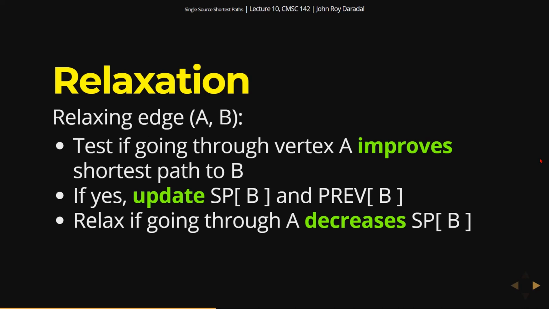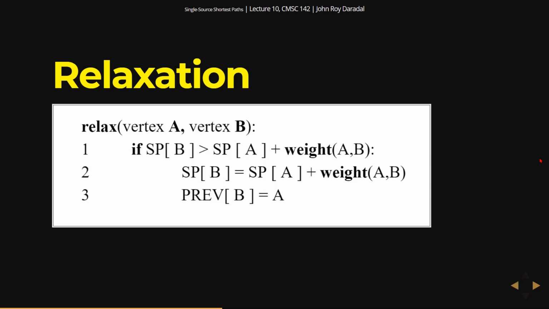So what does it mean when we say it improves? We will relax or improve the shortest path to B if going through A decreases the shortest path length. Okay, so this is the function itself. If the current shortest path length of B is greater than the shortest path of A plus the edge from A to B, then we can improve through A.